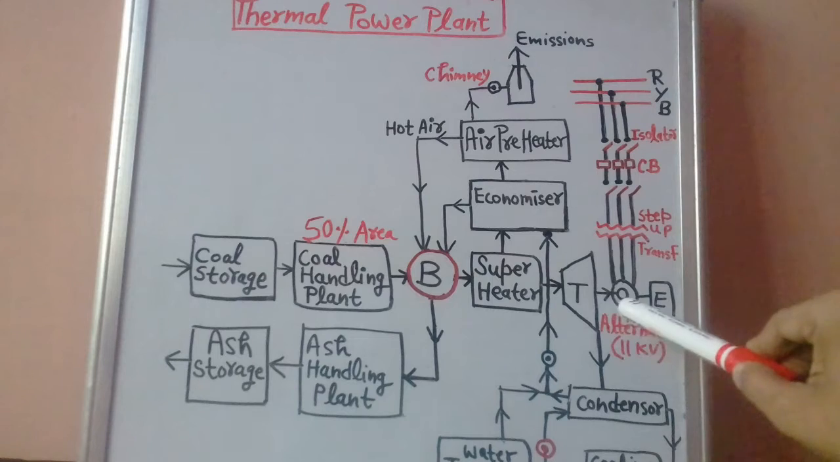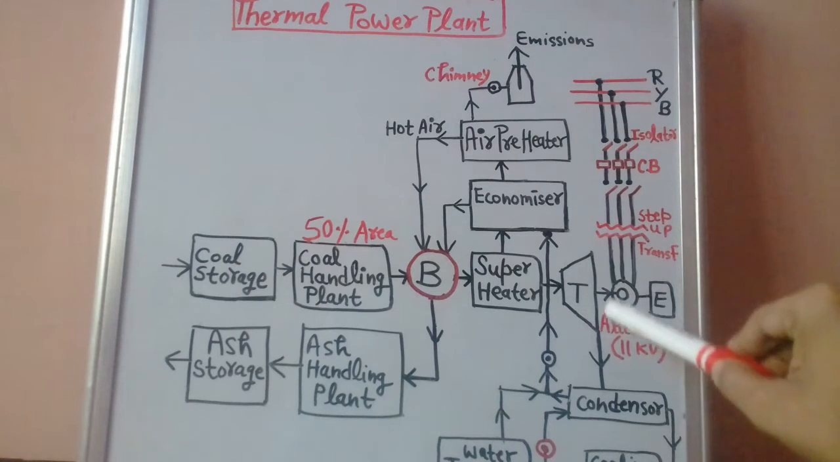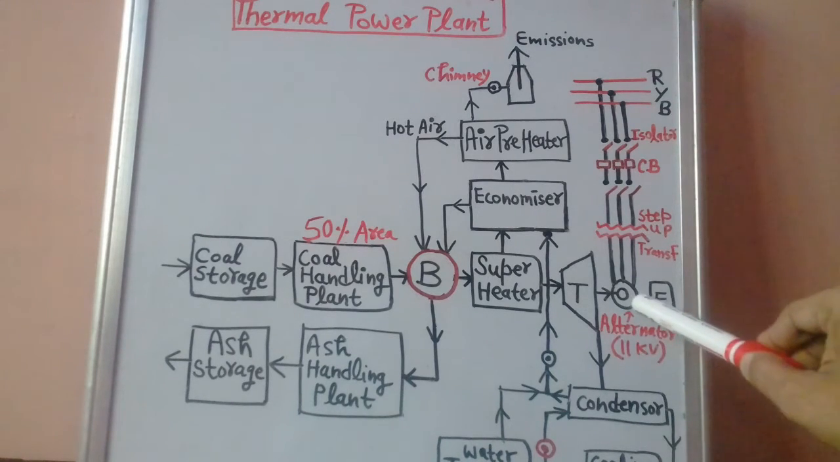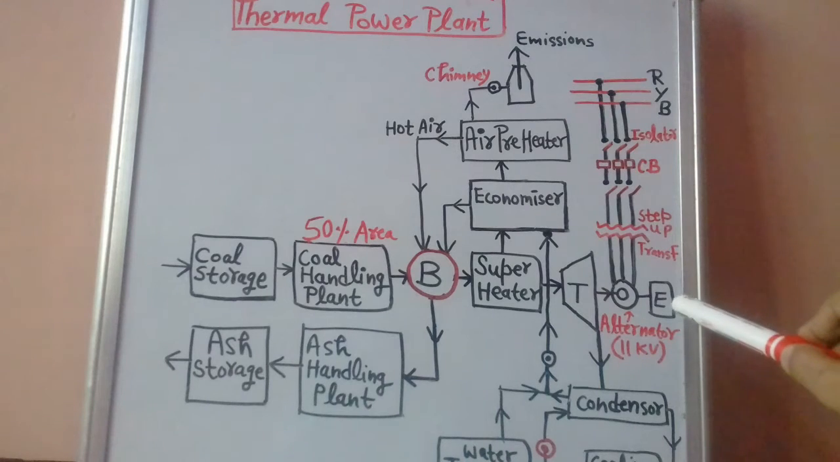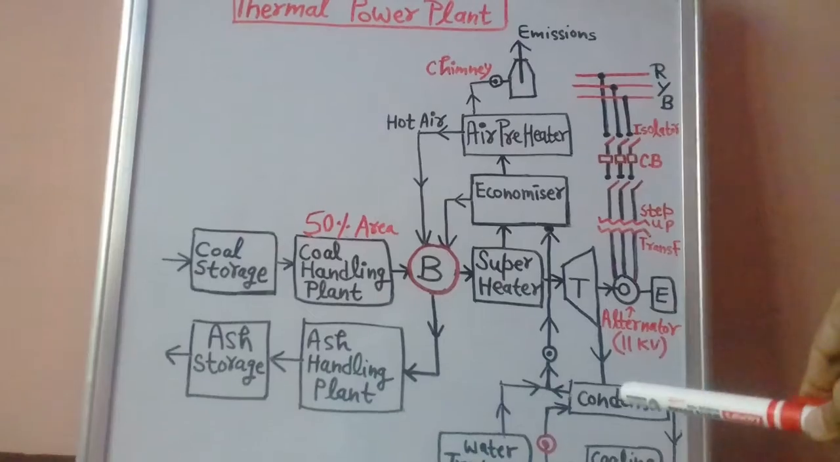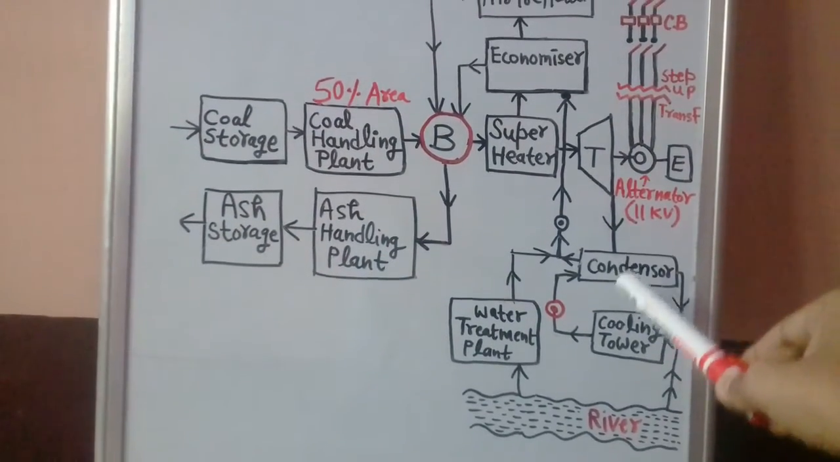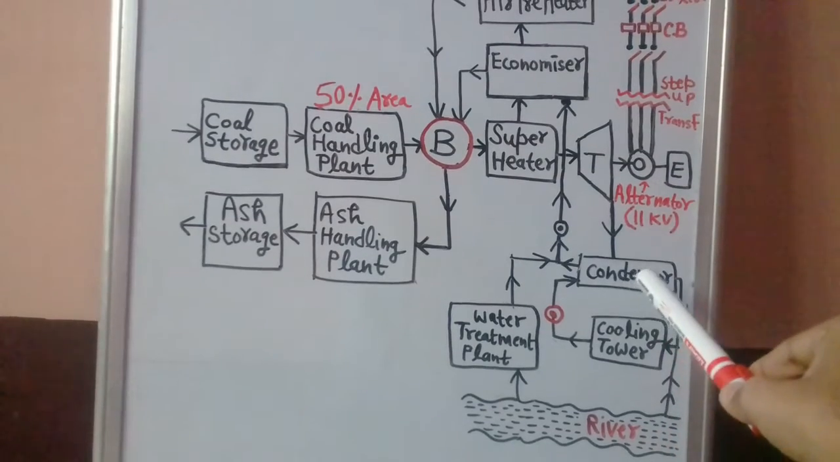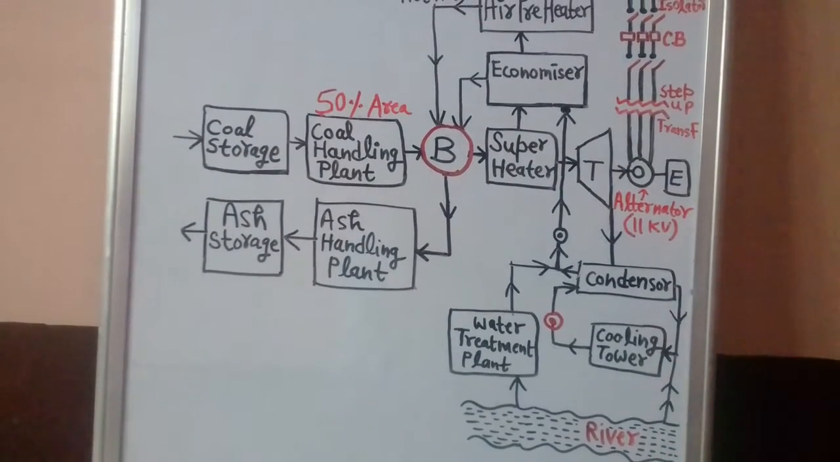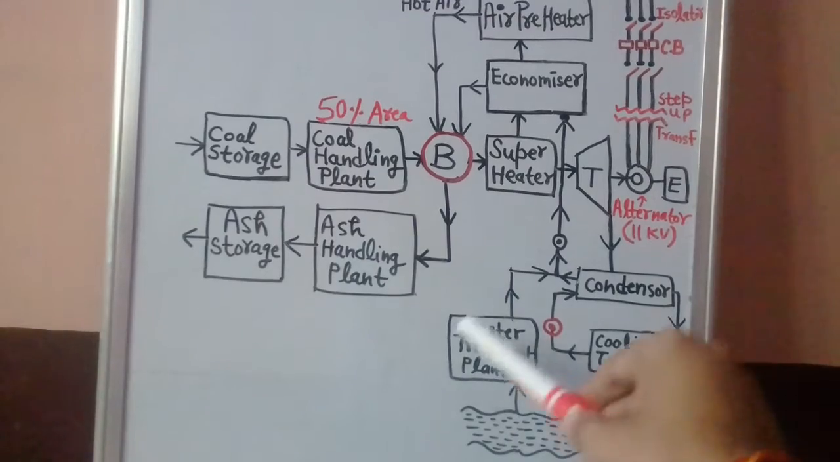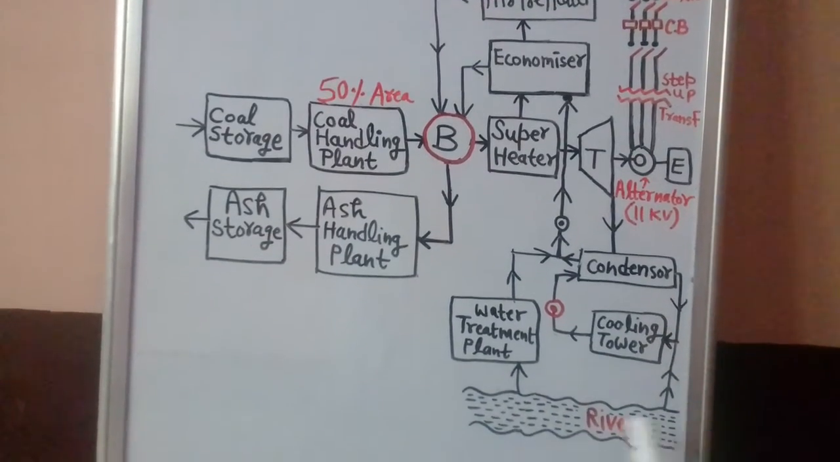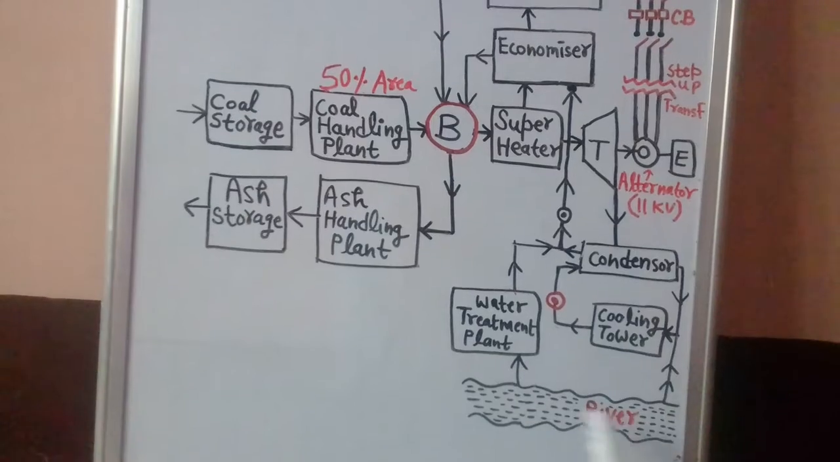The turbine is coupled with the alternator. And here you see this capital E, it is representing the exciter. So DC excitation is given to the rotor of this alternator. And here you see this is the condenser, and this is the cooling tower. What is the use of condenser? What is the use of cooling tower? That we will discuss later. Here you see this is the water treatment plant, and here you see this is the river.